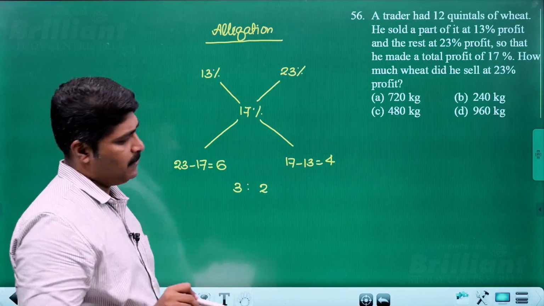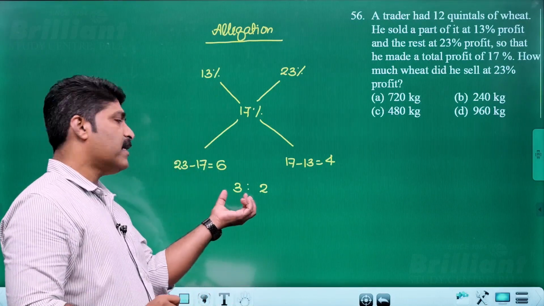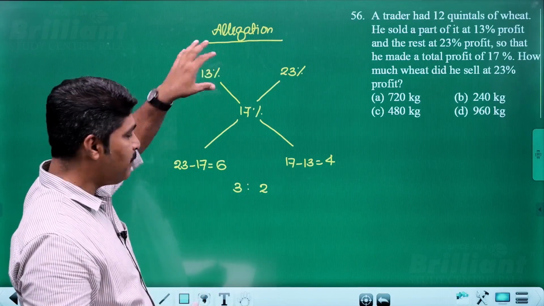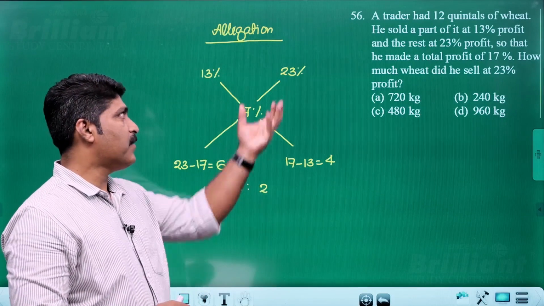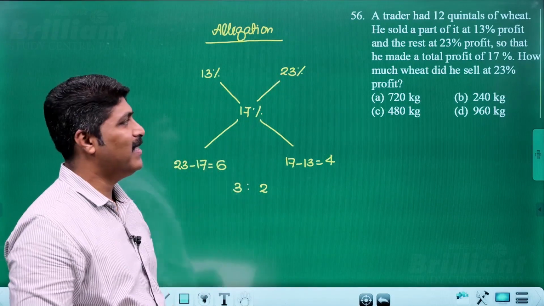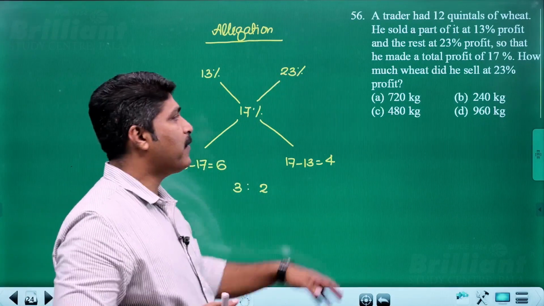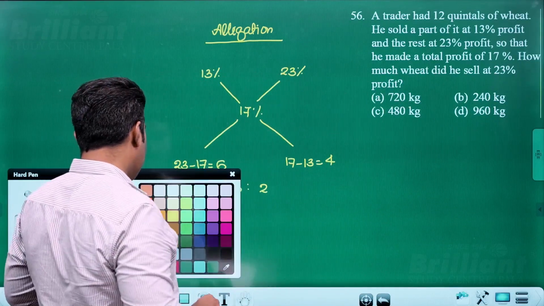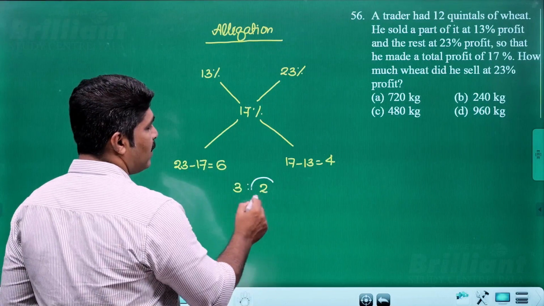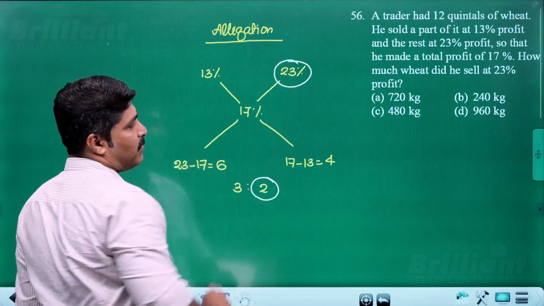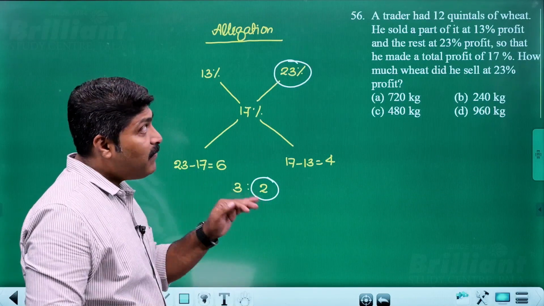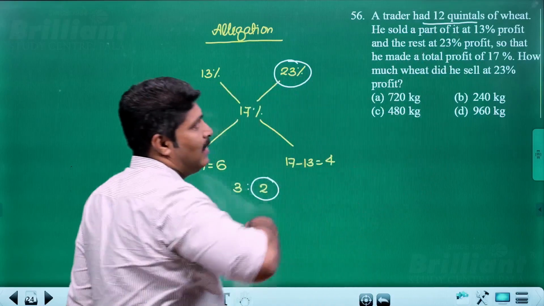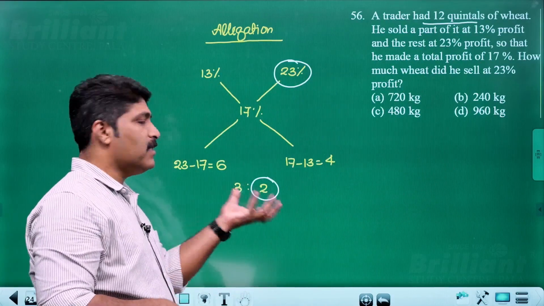What it means here, this 3 represents the quantity sold at this percentage of profit. This 2 represents the quantity sold at this percentage of profit. Then we have to find out the quantity sold at 23% profit. What is the quantity representing the 23% profit? That is 2. It's because this is 23%. Clear? Then we have to find out what this quantity actually is, from 12 quintals. This 12 quintals should be distributed in this ratio.